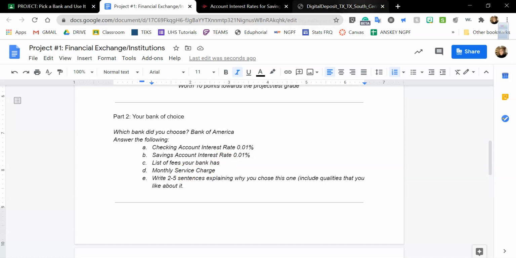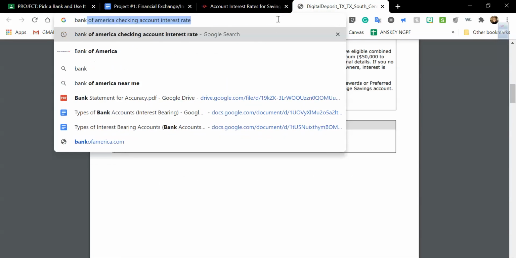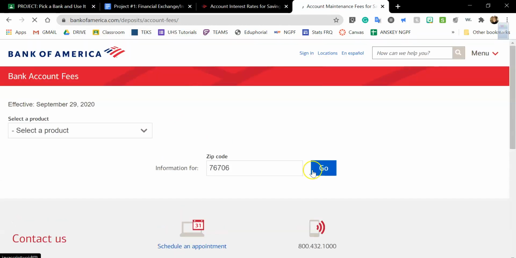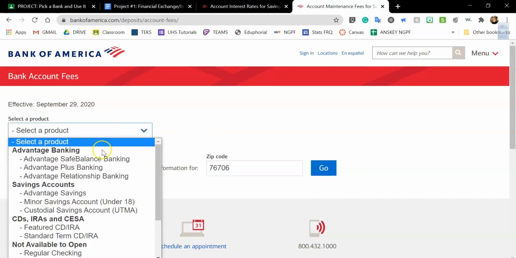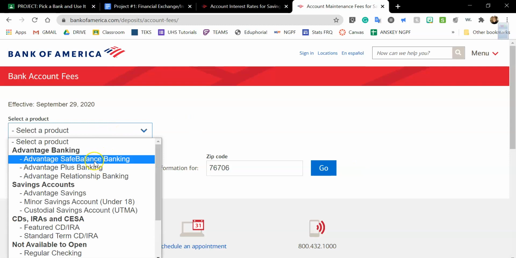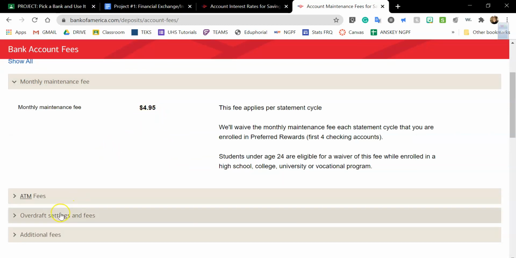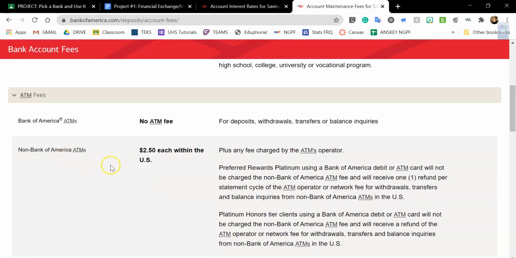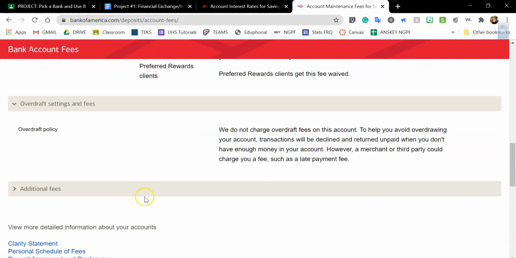You're going to look up any list of fees that your bank has. So Bank of America checking account fees. And you can see that you have to select a product. I would just pick banking, which would be a checking account is what they're referring to here. And so they have a monthly fee of $4.95. Then you can click here and you can see if you use a Bank of America ATM, there's no fee. If it's a non-Bank of America ATM, it's $2.50. If it's outside of the U.S., every time you use an ATM, it's $5. If you lose your card, that's $5. And they have overdraft policies.